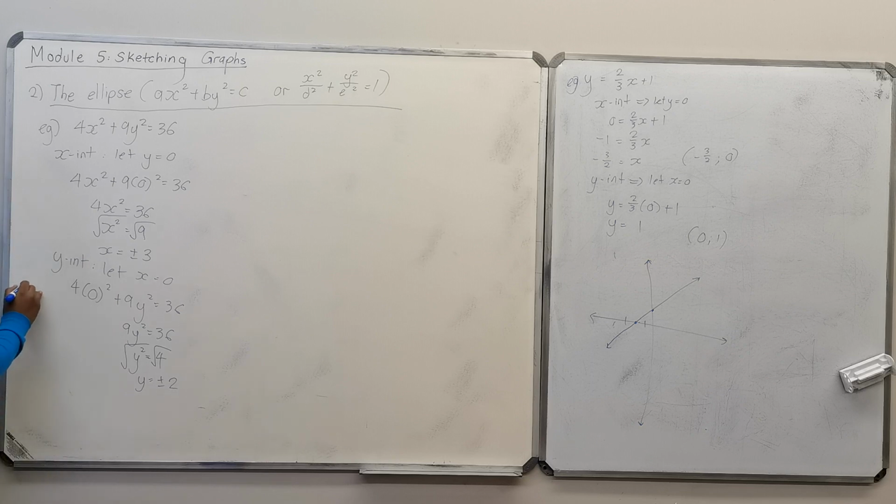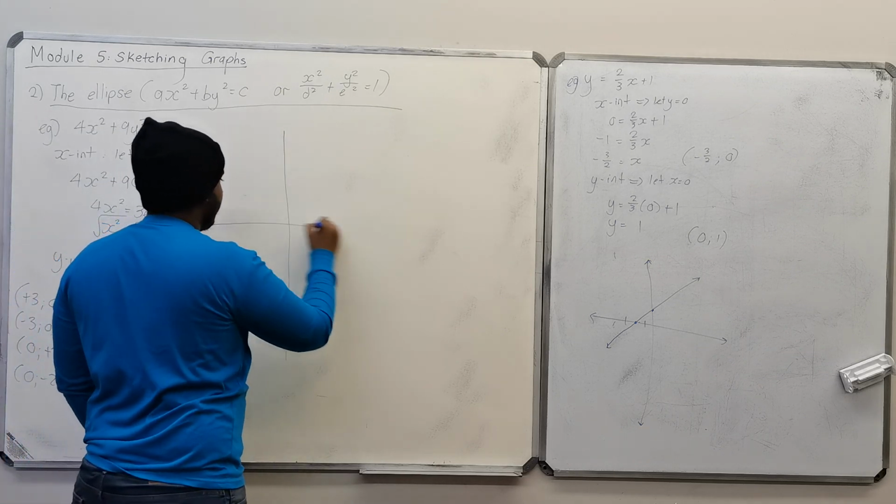How do you have 4 points? Your first point is positive 3 and 0. Then you have minus 3 and 0. Then you also have 0 and positive 2. And you have 0 and negative 2. So how do we draw this?